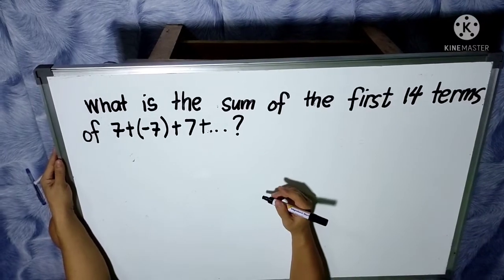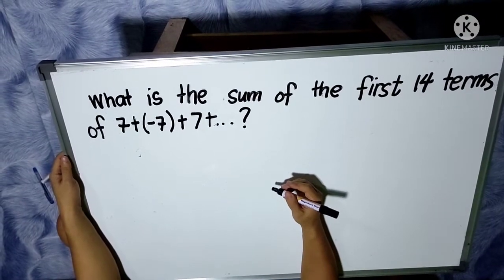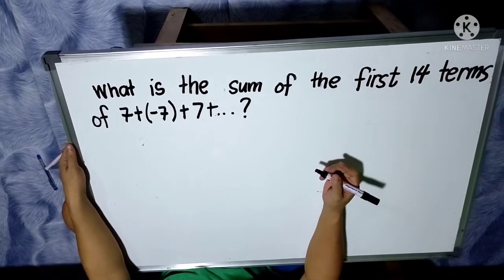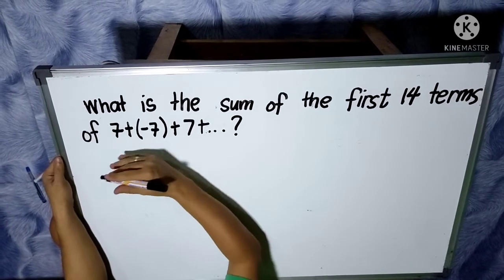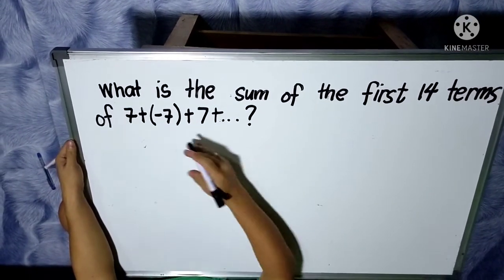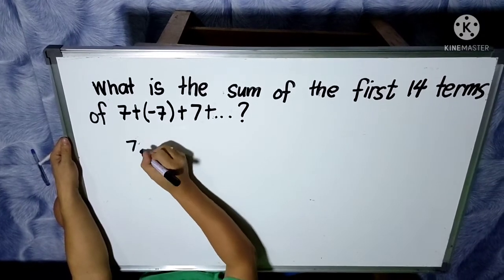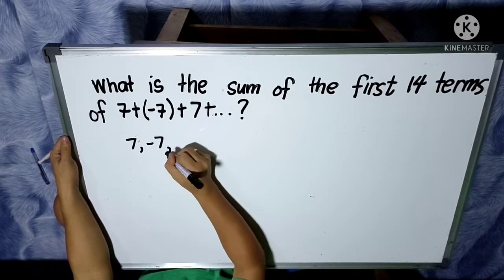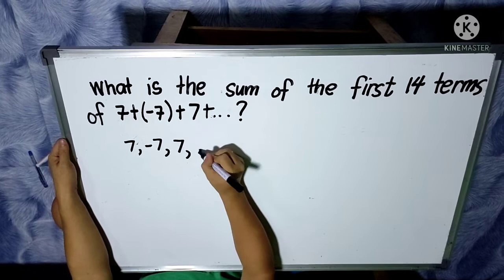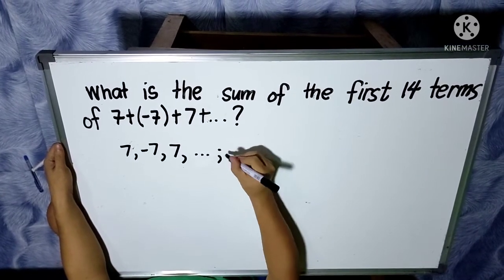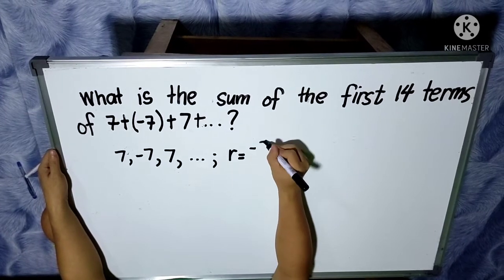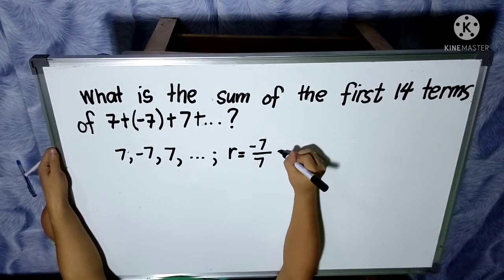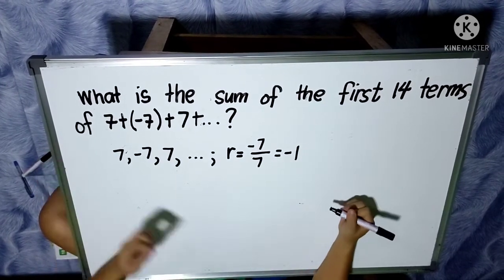Let's have another example. What is the sum of the first 14 terms of 7 plus negative 7 plus 7 plus so on? So we write the given in sequence form: 7, negative 7, 7, and so on. Solve for r again. That would be our first step. So negative 7 divided by 7 is equal to negative 1.